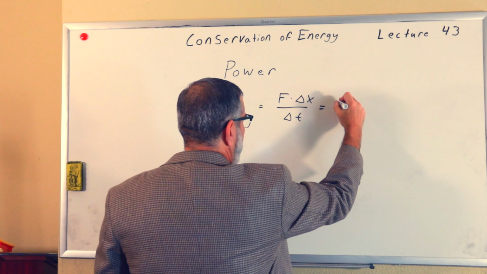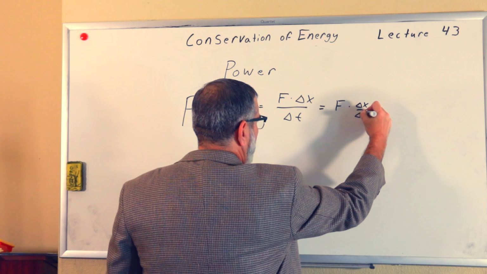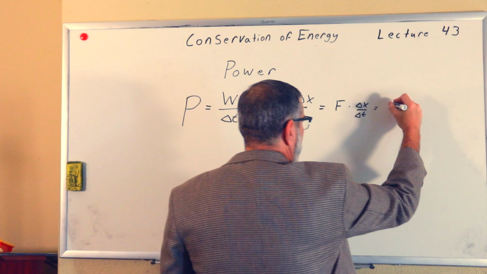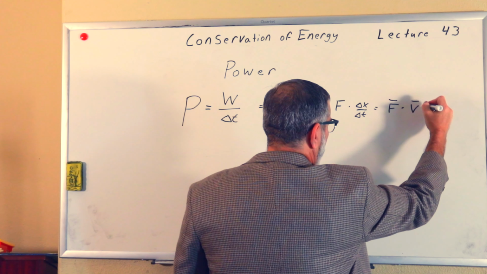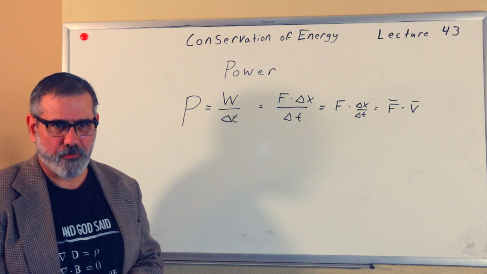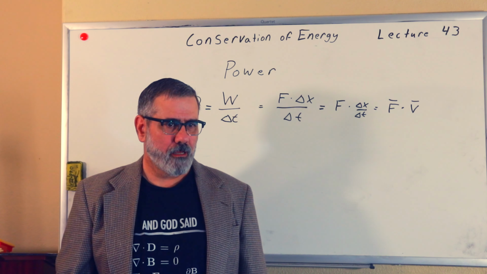And I can rewrite this as force times delta x over delta t, which is velocity. And in general, I can write this as a vector quantity, force dot velocity, okay? So I take the dot product of the projection of the force onto the velocity, okay?